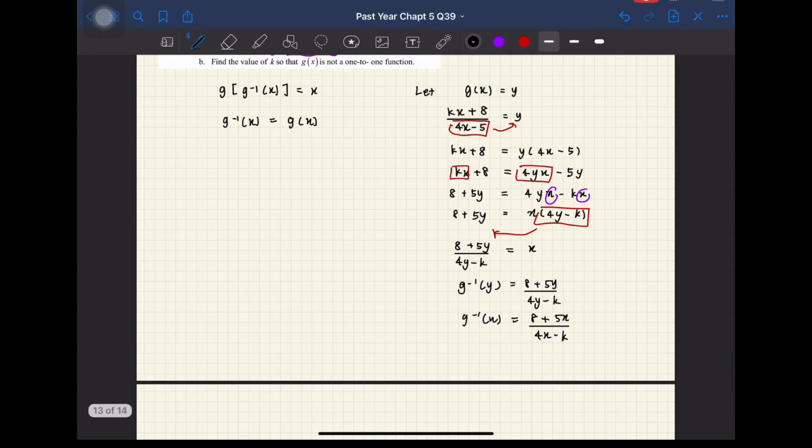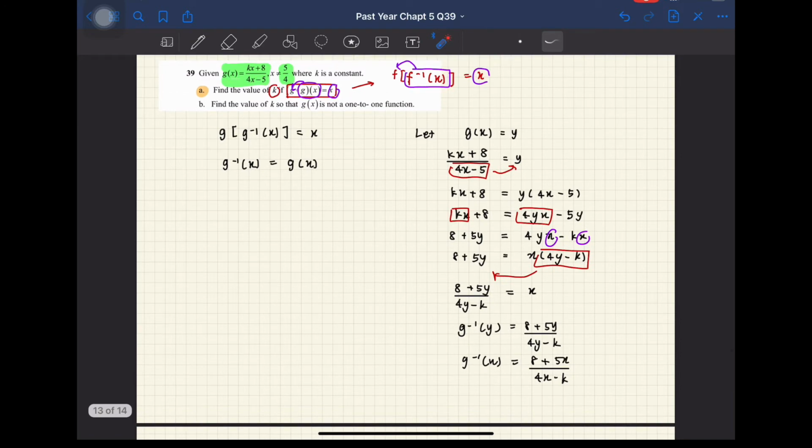Settle. Okay, so sekarang kita dah ada g inverse. So kita compare this one dengan this one. Okay, so let's rewrite these two information, g(x) and g inverse side by side. So g inverse kita (8 tambah 5x) per (4x tolak k), which is equal to g(x) is (kx plus 8) over (4x minus 5).